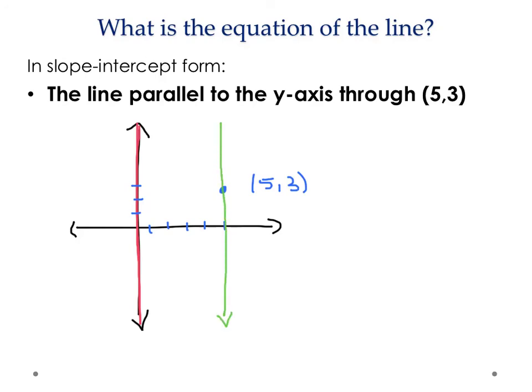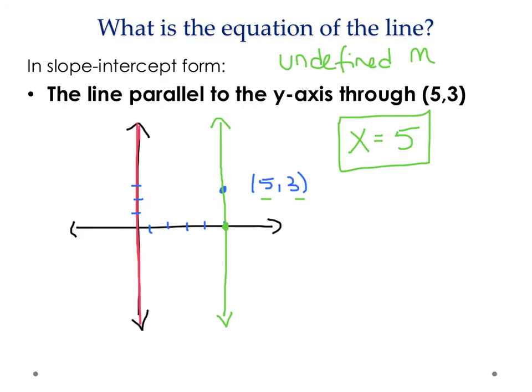Now the equation of a line that looks like this is always x equals, it's going to have an undefined slope, and I'm going to be x equal to whatever the x coordinate is that I hit the x-axis. Well, if the point is 5,3, then I must have an x coordinate of 5. So the equation of a line is x equals 5.